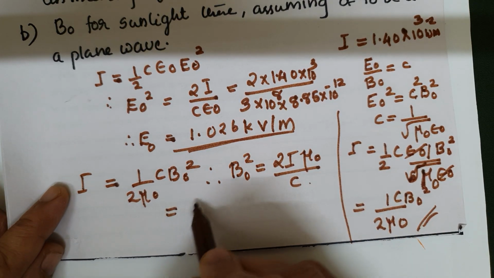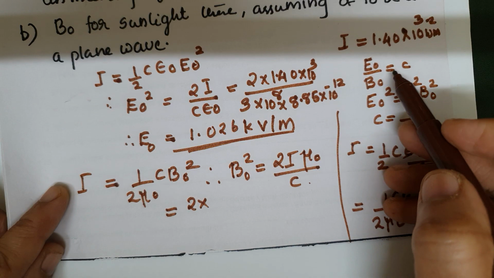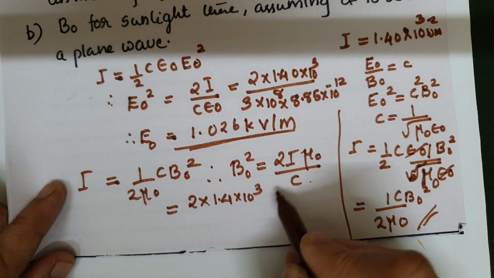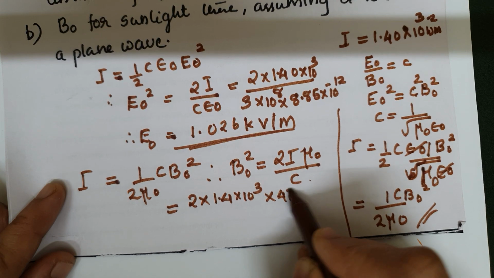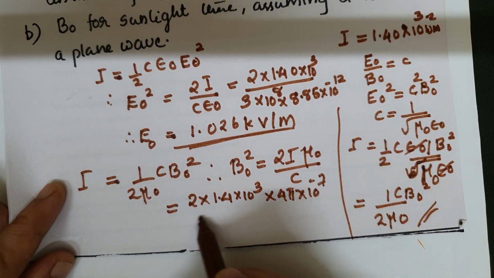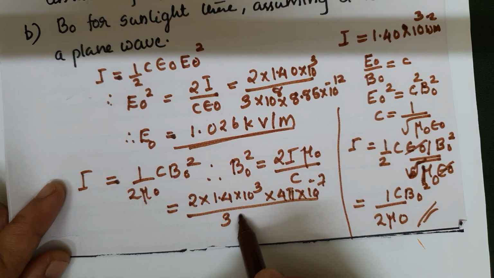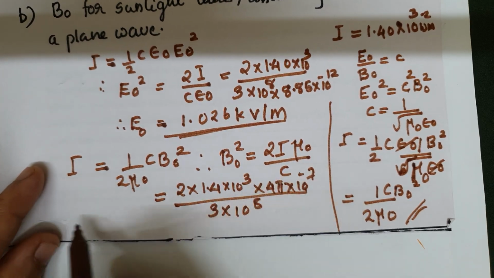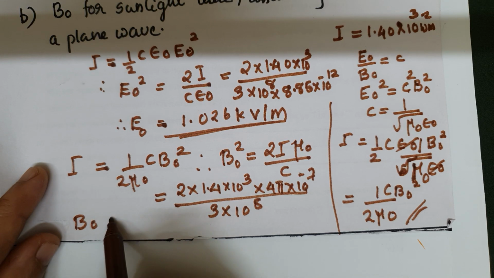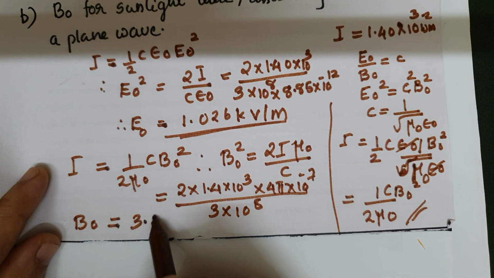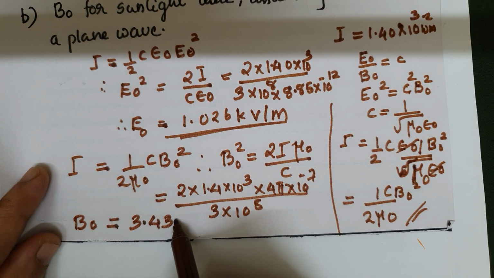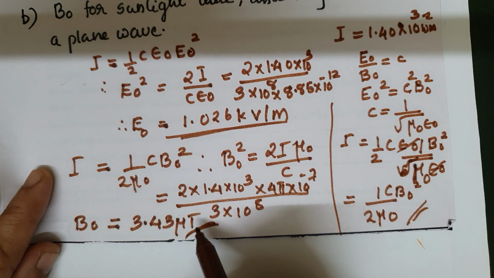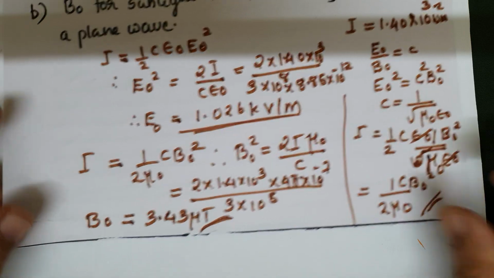So substituting the values, 2 into I which is 1.4 into 10 raised to 3, into mu 0 which is 4 pi into 10 raised to minus 7, divided by 3 into 10 raised to 8. Finally, we get B0 as 3.43 into 10 raised to minus 6 tesla, that is 3.43 microtesla. This is the value of B0 and E0.